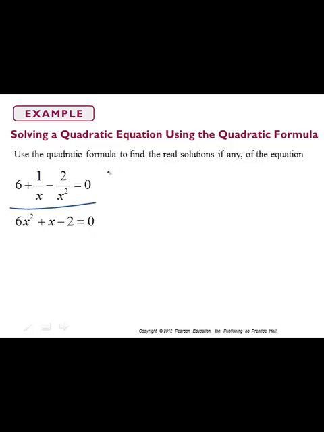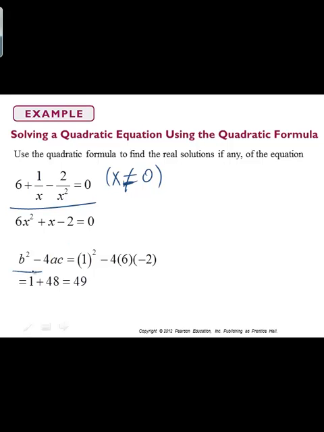Now we'll just have to make sure that 0 is not a solution, because in the original equation, for both of these fractions, x cannot be equal to 0. So we have 6x squared plus x minus 2. Let's plug those numbers in, the 6, the 1, and the negative 2 for a, b, and c respectively, into the quadratic formula. Now looking at the discriminant, we have b squared minus 4ac.